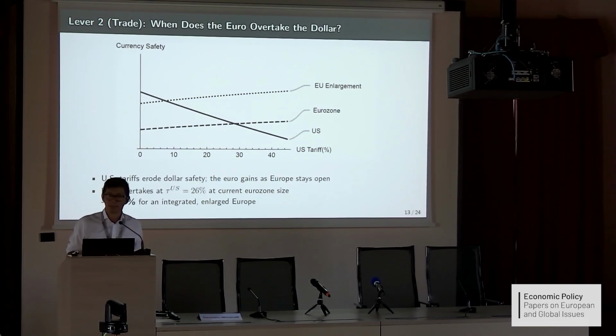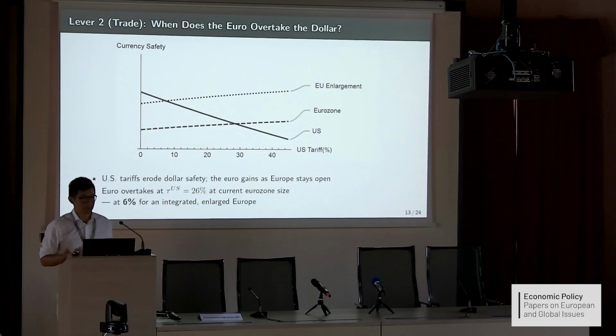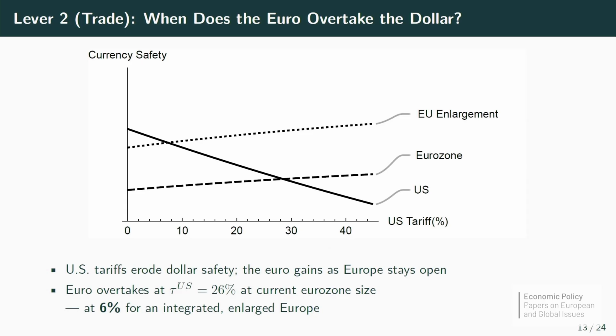How do you get the euro to overtake the dollar? Well, part of this is now coming from the US side. In the US, we do have tariffs, and these tariffs are doing quite a bit to reduce the effective size of the US. What I'm showing here is a plot, within our framework, of how safe a currency is, how correlated a currency is with the world market price of traded goods, on the y-axis, plotted against the size of the tariffs that the US is imposing.